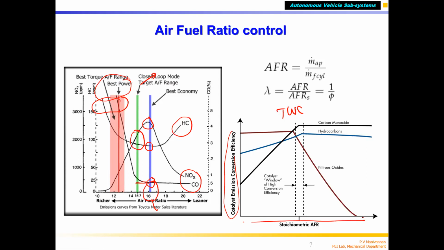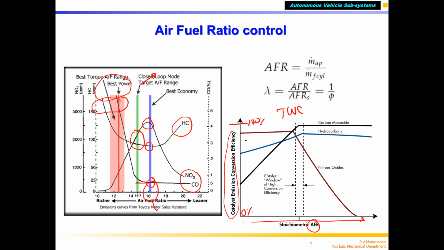You can see that the x-axis is air fuel ratio, and the y-axis is converter efficiency, correct? It shows how much of the CO, HC, all those things you converted into CO2, H2O and N2. The scale starts from 0% and goes to 10%, for example.